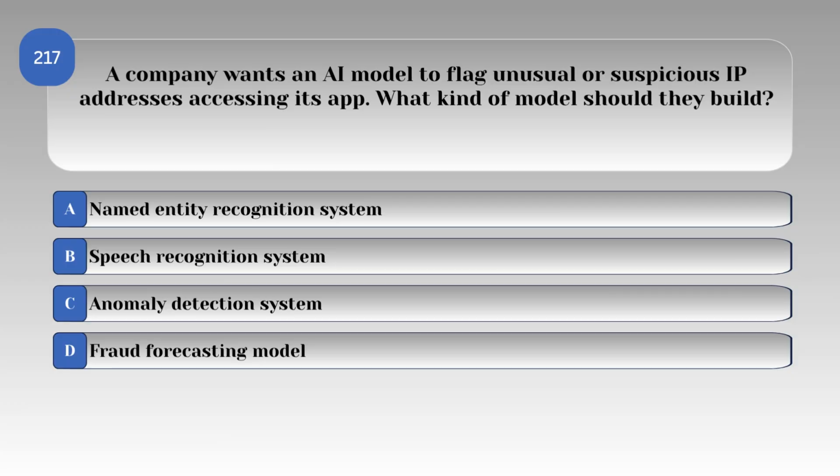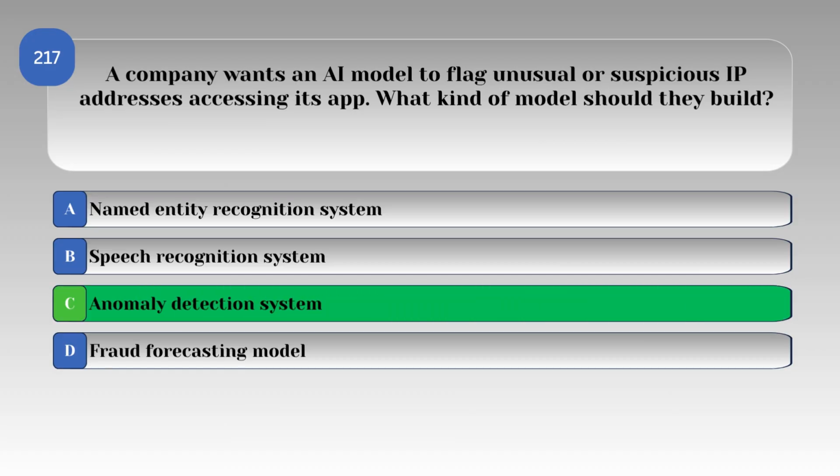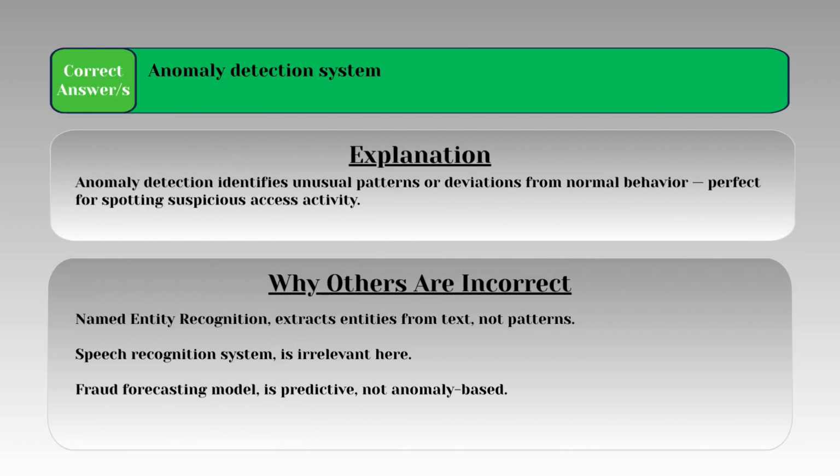A company wants an AI model to flag unusual or suspicious IP addresses accessing its app. What kind of model should they build? Correct answer, anomaly detection system. Explanation: anomaly detection identifies unusual patterns or deviations from normal behavior, perfect for spotting suspicious access activity.